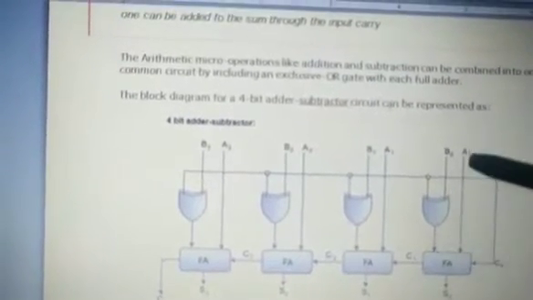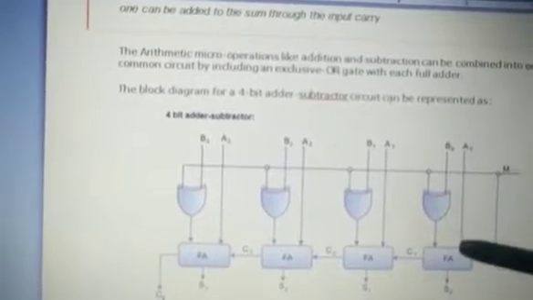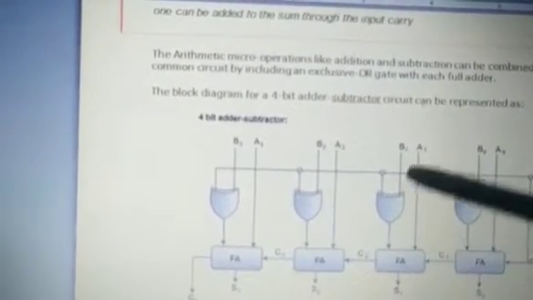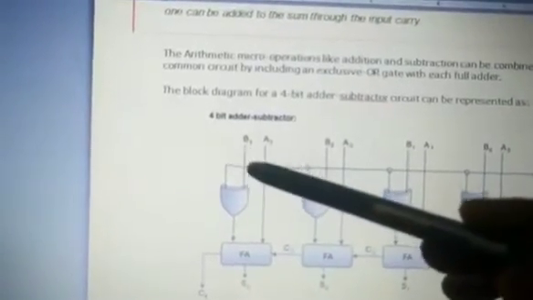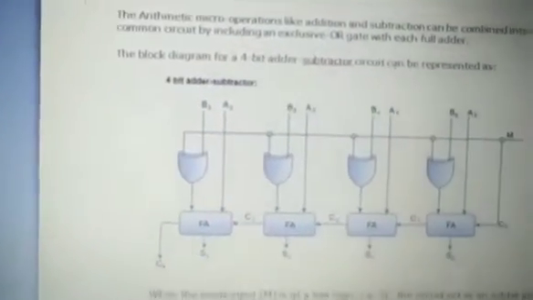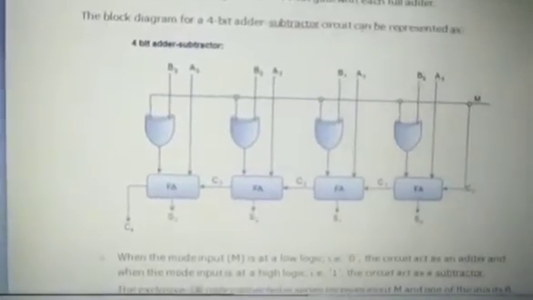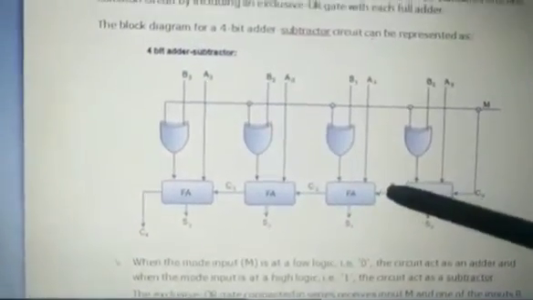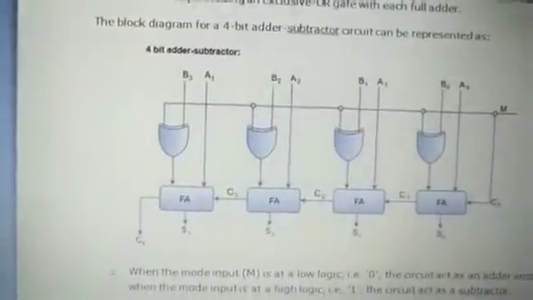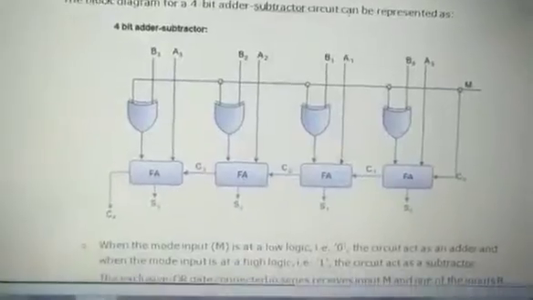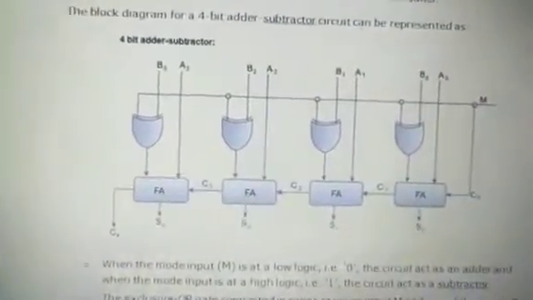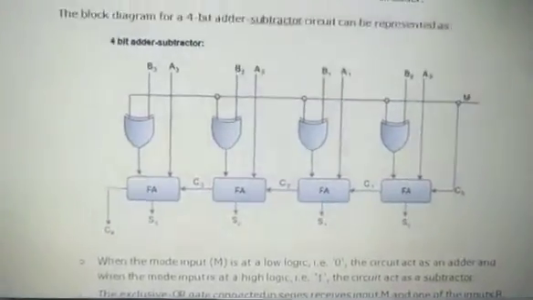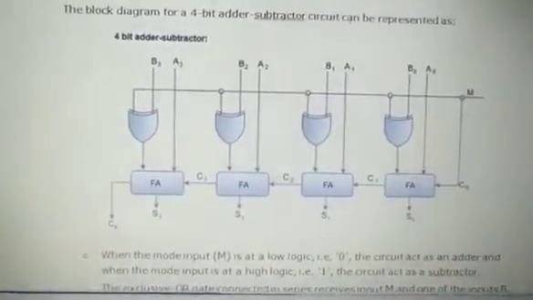Then the second complement of B0 is added to A0, the second complement of B1 is added to A1, the second complement of B2 is added to A2, and the second complement of B3 is added to A3. In this way we are doing the addition and propagating the carry. C4, or you can say C out, is our final carry output, and S0, S1, S2 and S3 for subtraction will give you the difference value for each bit.